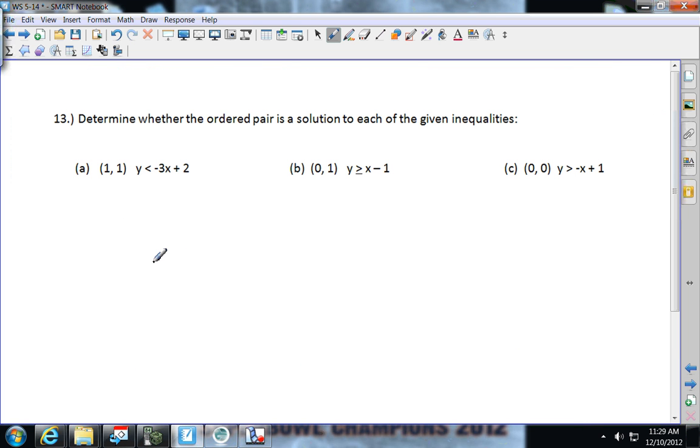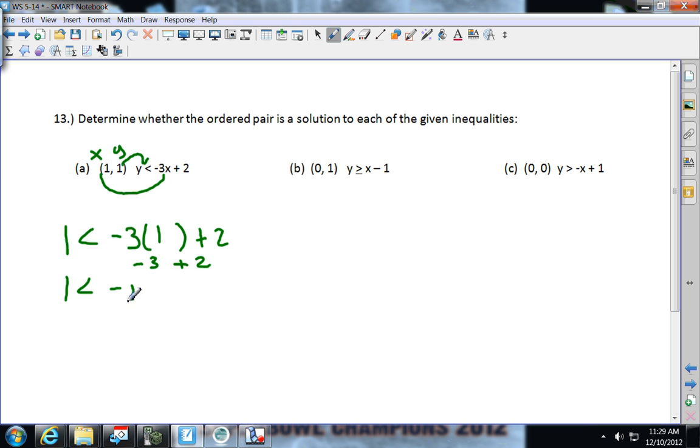The next ones. It says determine whether the ordered pair is a solution of the given inequality. What you're going to do is take this x and this y value and substitute it in here, and see if it's true or not. So y is 1, so is 1 less than negative 3 times x? X is 1, plus 2. Negative 3 times 1 is negative 3, plus 2 is negative 1. Is 1 less than negative 1?